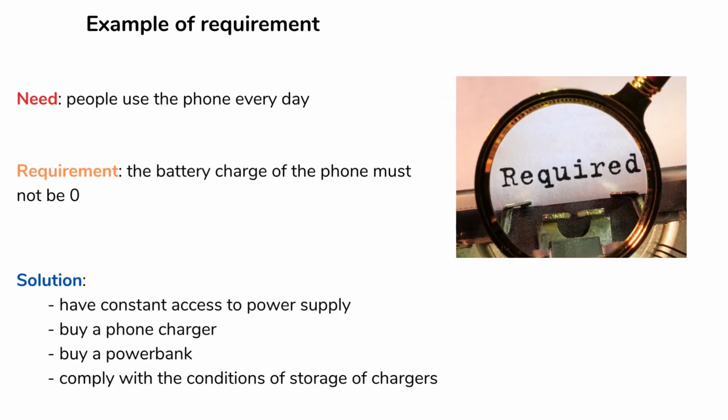Example requirement. Need: people use the phone every day. Requirement: the battery charge of the phone must not be zero. Solution: have constant access to a power supply. Buy a phone charger. Buy a power bank. Comply with the conditions of storage of the chargers.